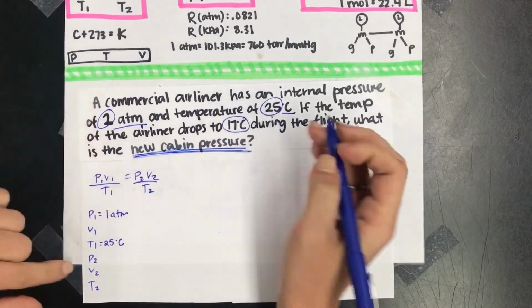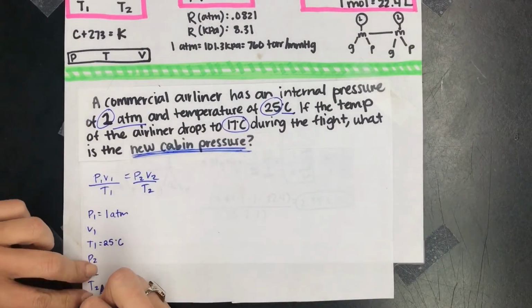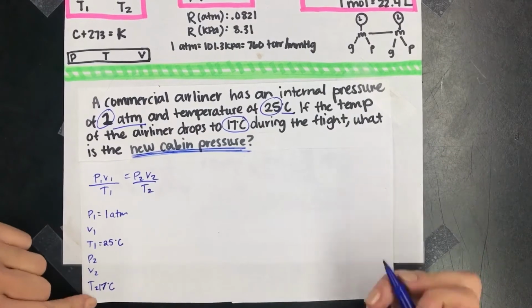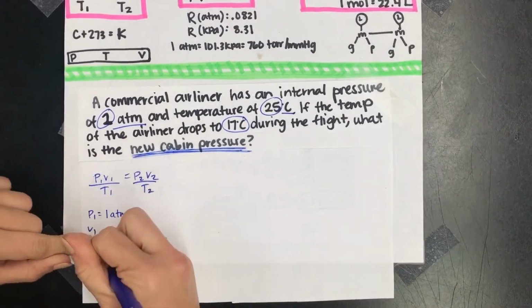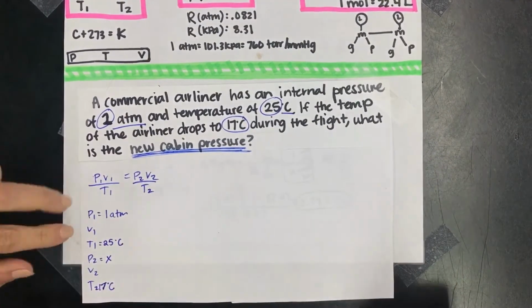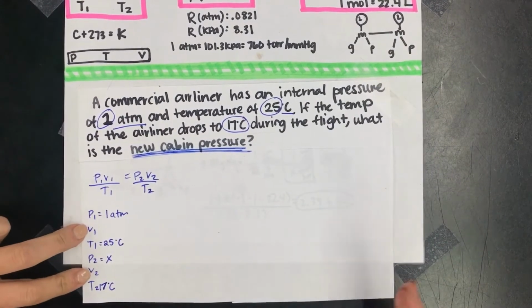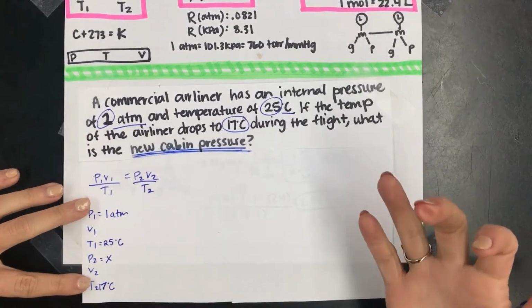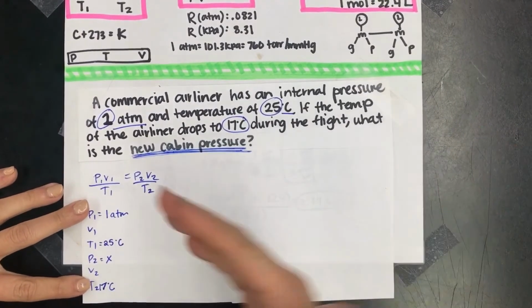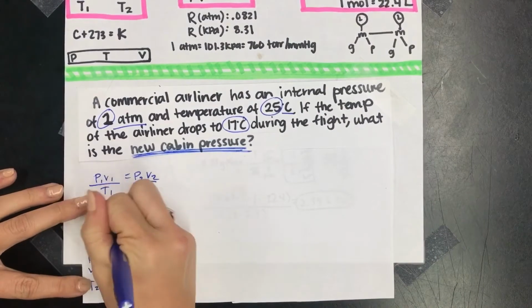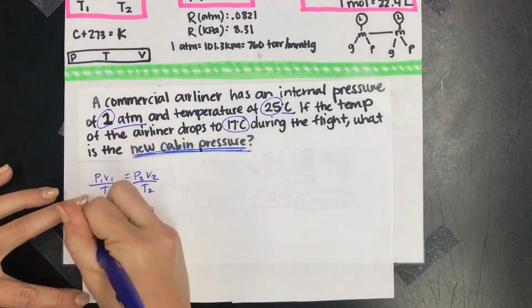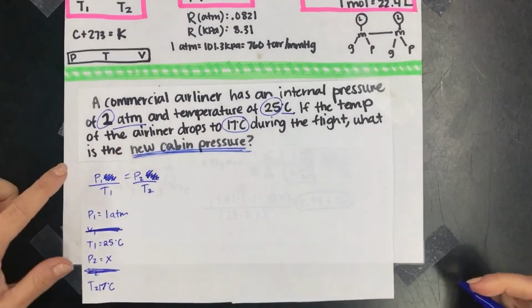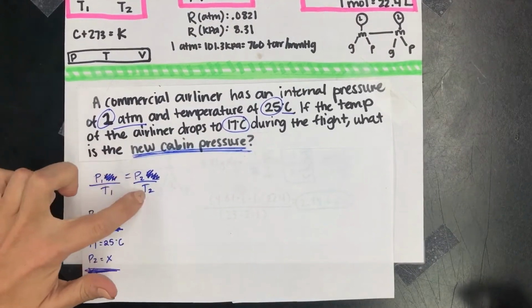It says the temperature drops to 17 degrees Celsius. Oh, pardon me, that says 17 degrees Celsius, guys. During the flight, what is the new cabin pressure? Well, note here that volume is not mentioned at all. This also applies if something says that it's constant, then you don't have to include it. We're just going to completely eliminate V from our equation, which means that our new formula is P1 divided by T1 equals P2 divided by T2.